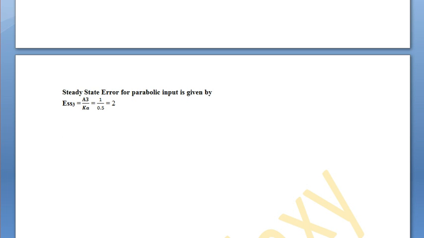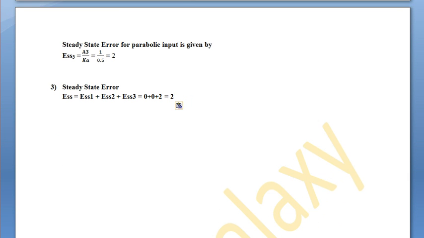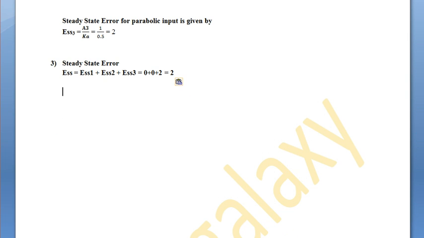Now the complete steady state error. The steady state error for this system is equal to the steady state error for step input, ramp input, and parabolic input. It is the addition of these three. So adding them up, we will get our final answer as ESS equals 2. So this is our final answer.